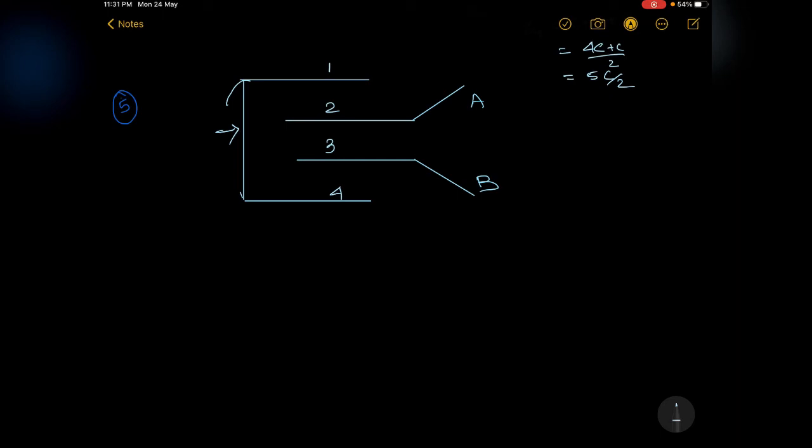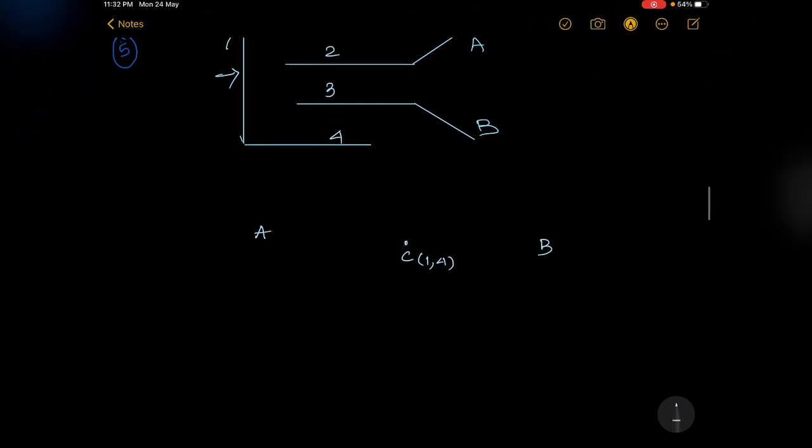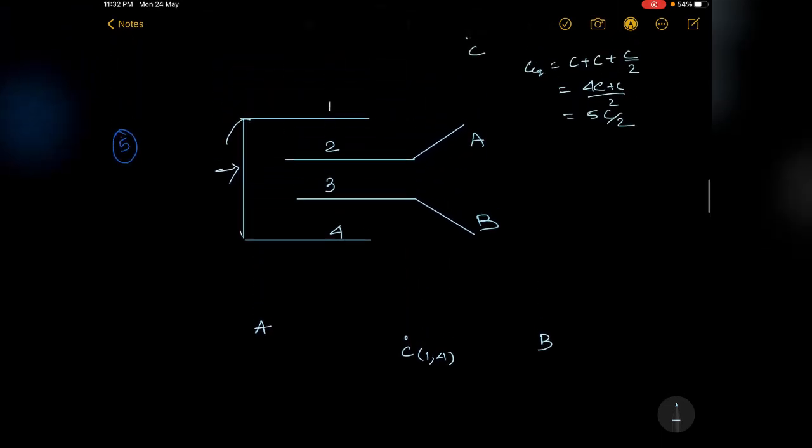Let's name them point A, point B, and in between A and B, let us place another point. That point C is connected to the plate 1 and 4. The common connection between 1 and 4, suppose let us name that point C. So 1 and 4 plates are connected at a point C. Now A is connected to the plate 2 and B is connected to the plate 3.